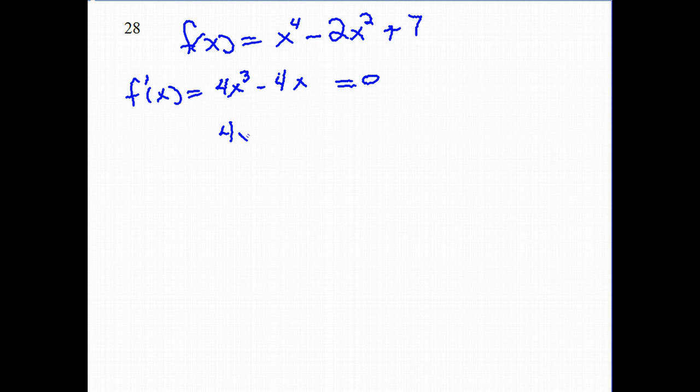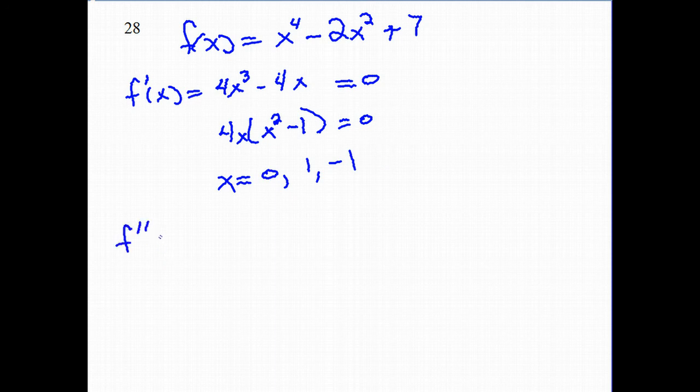Factor this, we get 4x times x squared minus 1 is equal to 0, so that happens when x is 0, 1, and negative 1. Those are the three critical points. And once again, it's a polynomial. There are no points of discontinuity or non-differentiability, so we only have critical points at these 3 points where f prime is 0. So let's try the second derivative test, see if that works.